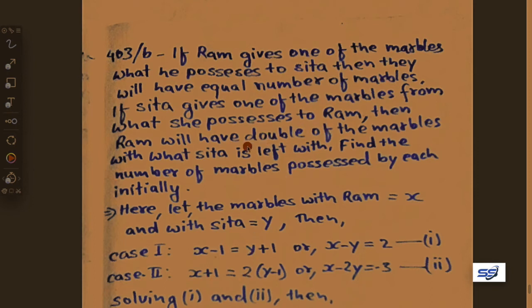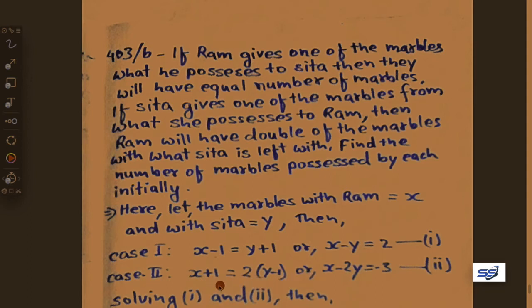Ram will have double. To make this equal, Ram and Sita equal, 2 shall be multiplied with Sita. Now, x plus 1 equal 2 into y minus 1. As per the second situation of the question, it becomes x plus 1 equal 2 into y minus 1.